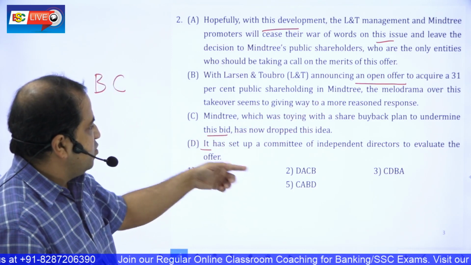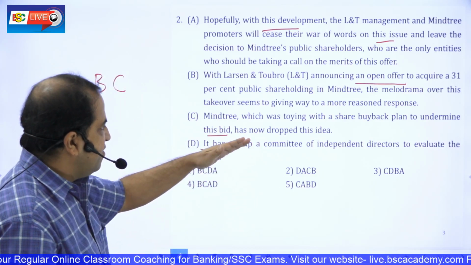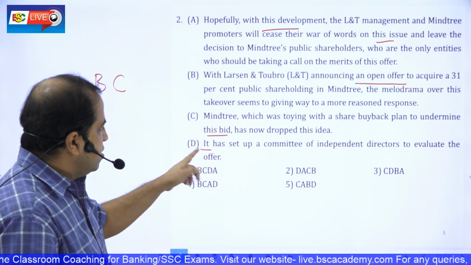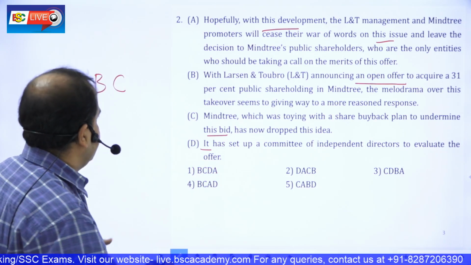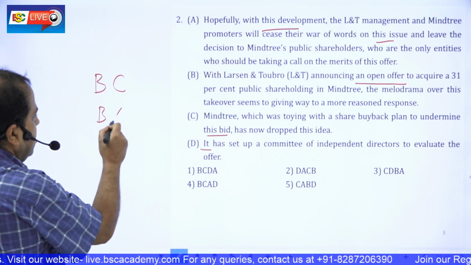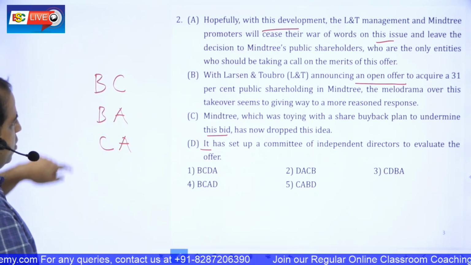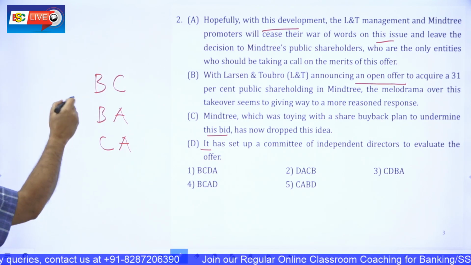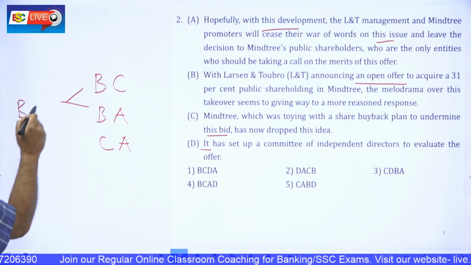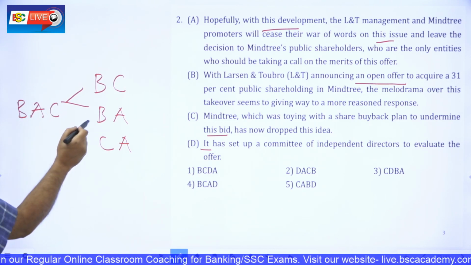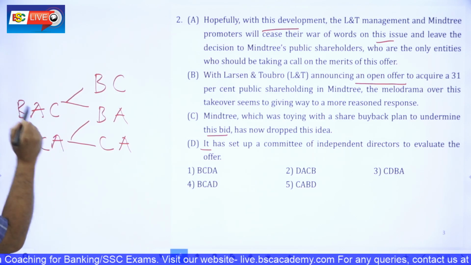Who has set up to evaluate the offer? Offer किसको मिला है? Mindtree को. तो जब Mindtree को ऑफर मिला है तो इवेलुएट वही करेगा. So it refers to Mindtree. So it can be BA, it can be CA. तो अब दो अगर इनको हम मिलाते हैं तो क्या पॉसिबिलिटी बनता है? इन दोनों को मिलाने से एक पॉसिबिलिटी बनता है BAC और इन दोनों को मिलाने से एक पॉसिबिलिटी बन रहा है BCA.